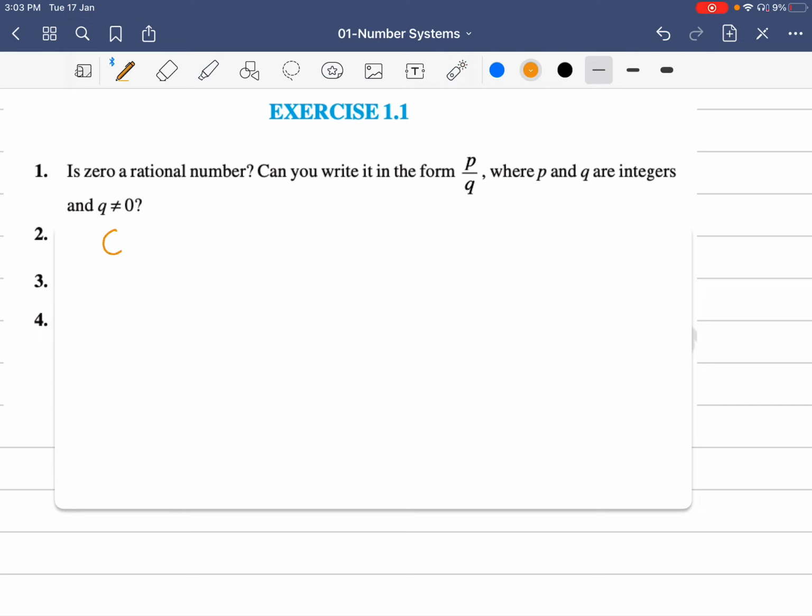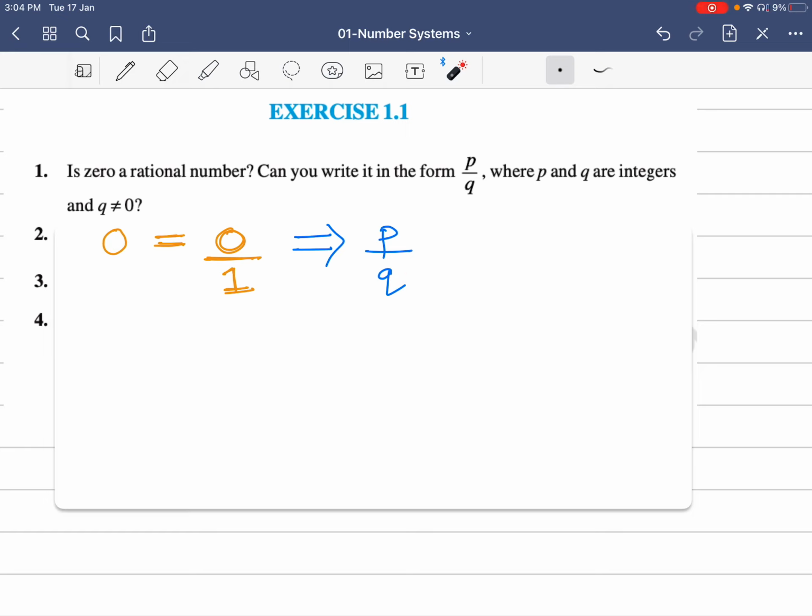First of all, let's write the number 0 here. Now we all know that 0 can be written as 0 divided by 1, because any number divided by 1 is equal to the same number. So 0 is equal to 0 divided by 1. Let us check if this is of the form p by q. Yes, it is of the form p by q, and p is the integer 0, q is the integer 1, which is not equal to 0.